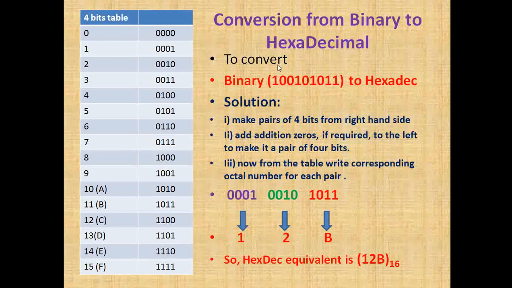Now let us see how we can convert a number from binary to its hexadecimal equivalent. As for converting a binary number into octal, we have created a table of 3 bits, right? Because in octal we have 8 digits, and 8 can be written as 2 to the power 3. Similarly, here the hexadecimal number has 16 digits, 0 1 2 3 4 up to 9, and then for 10 we write A B C D E F up to 15.